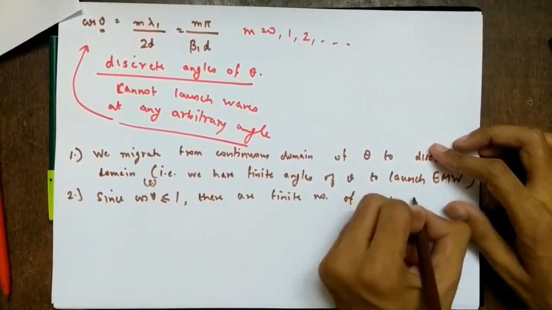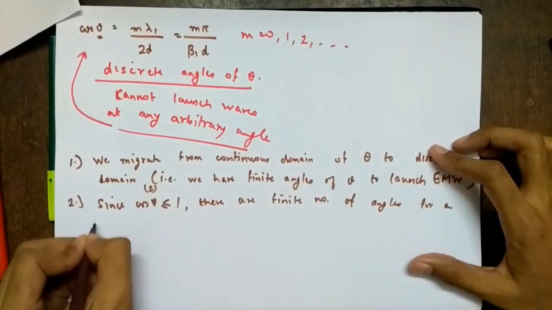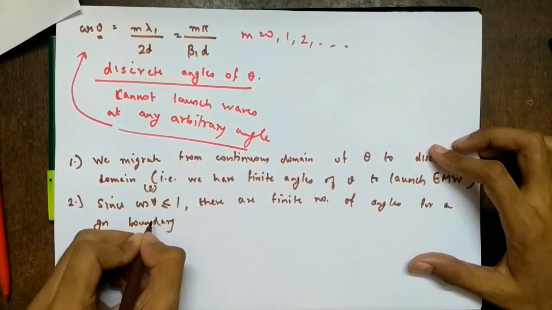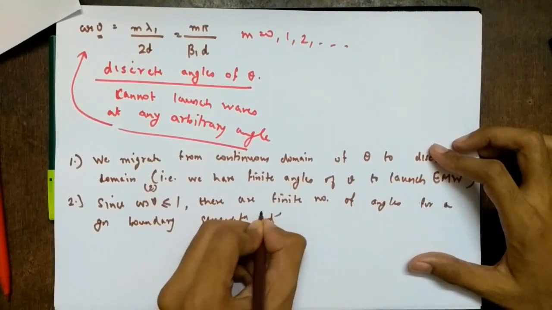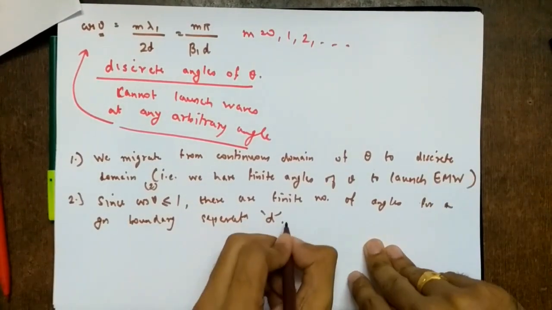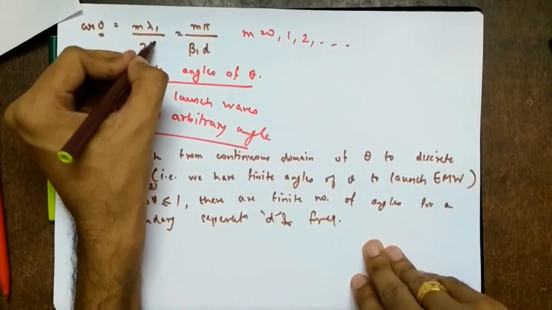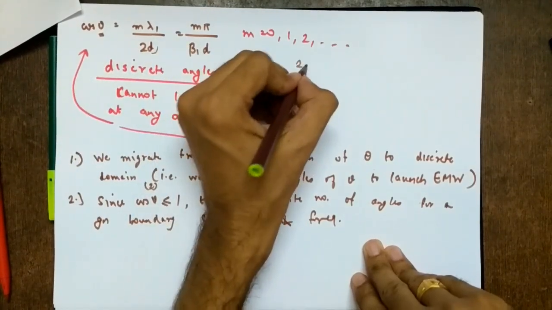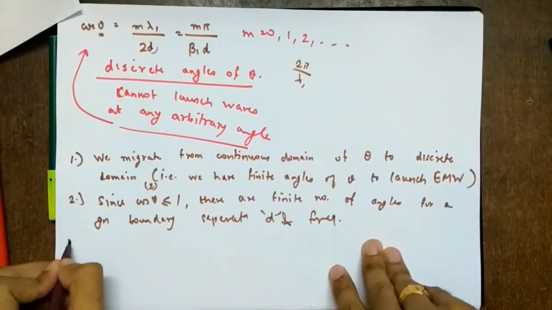I can see there are a finite number of angles for a given boundary separation d, and frequency. Now why frequency? Because I have a boundary separation d, and if I take beta, what will I get? Beta is 2 pi by lambda 1. So lambda is c by f. So I get frequency also.